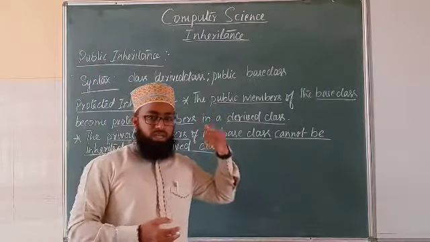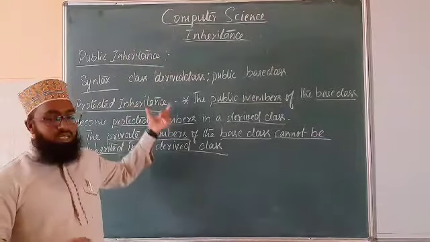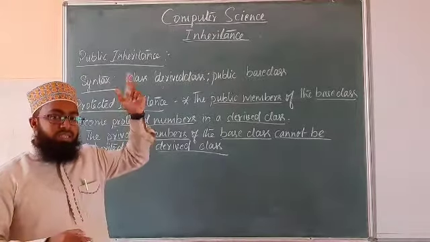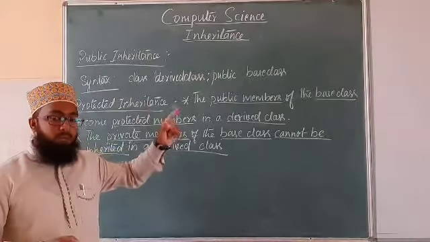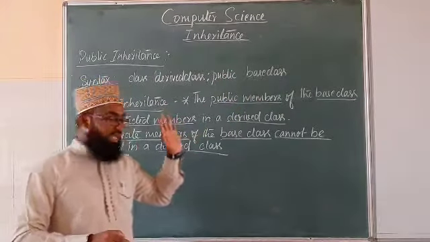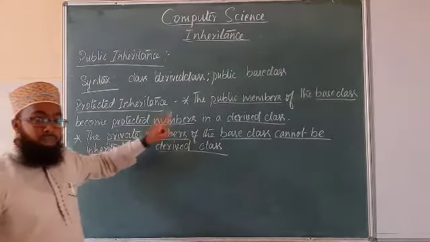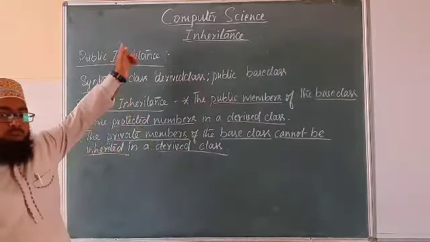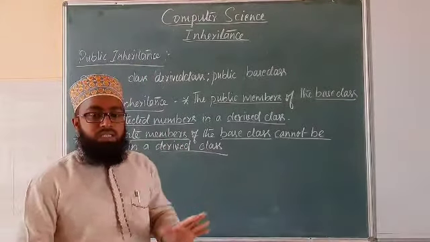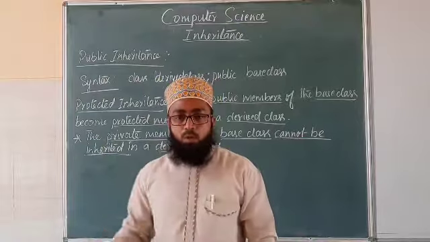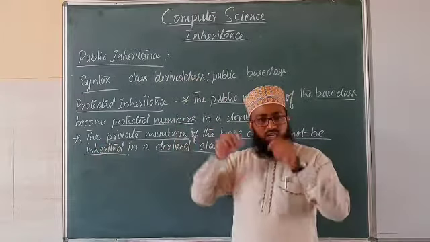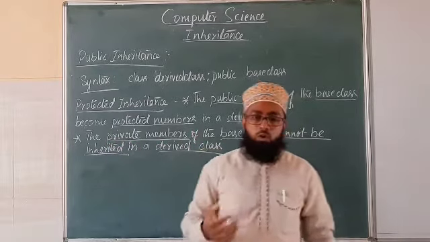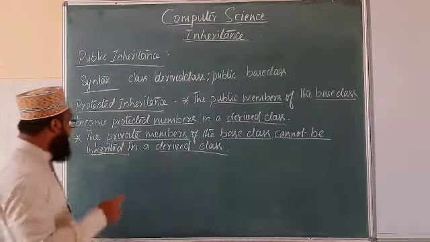Just like in public inheritance, same thing under protected inheritance, but a little bit changes here. In public inheritance, the public members of the base class will become public members in a derived class. But here the public members of the base class will become protected members in a derived class. In public inheritance, the private members of the base class cannot be inherited in a derived class. Under protected inheritance, the same point repeated: the private members of the base class cannot be inherited in a derived class.